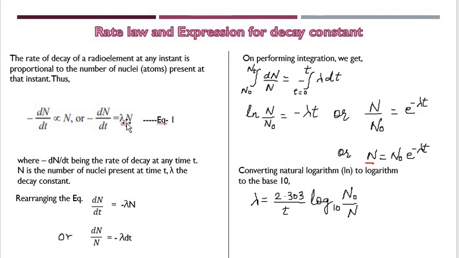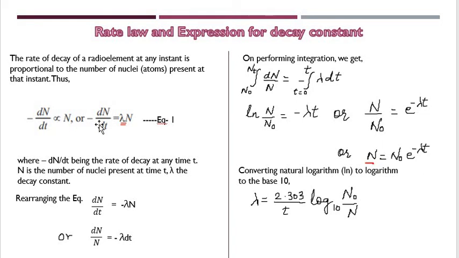N is the number of nuclei present, and lambda is the decay constant. We introduced this lambda, which is a constant and also called the decay constant, because we need to remove the proportionality sign here.